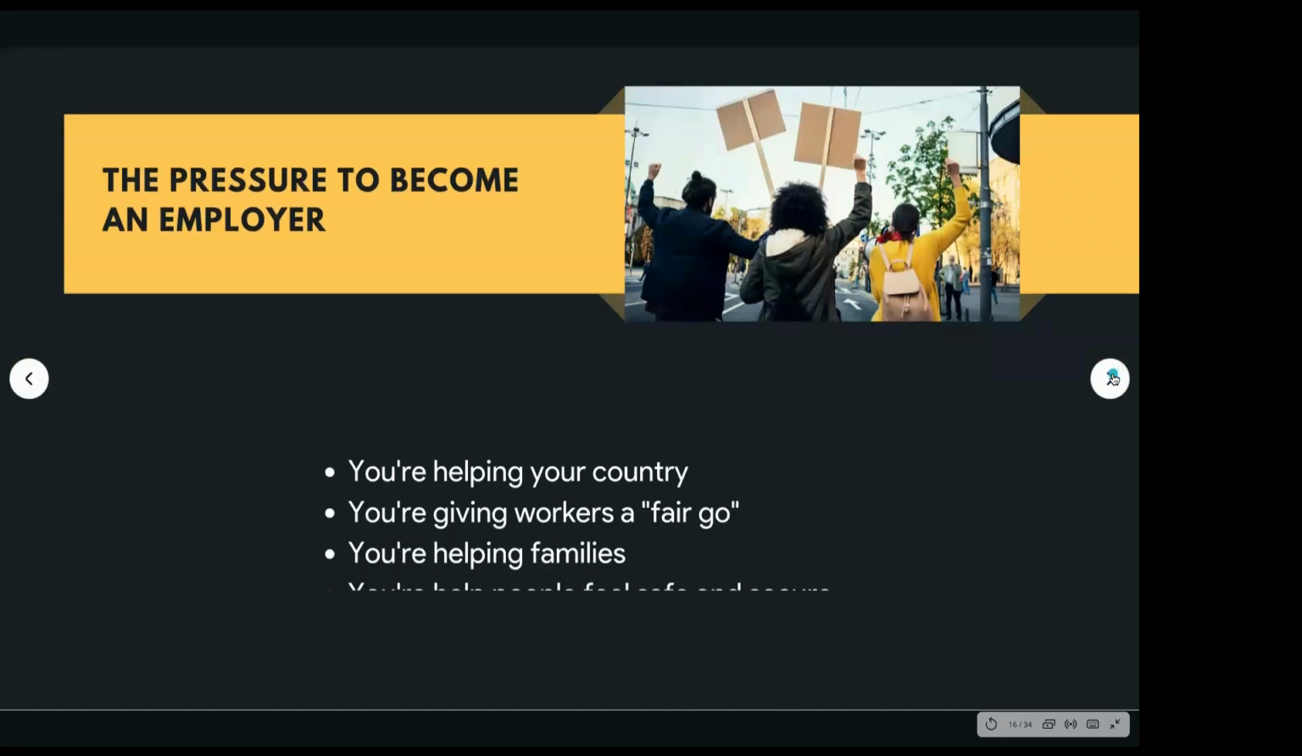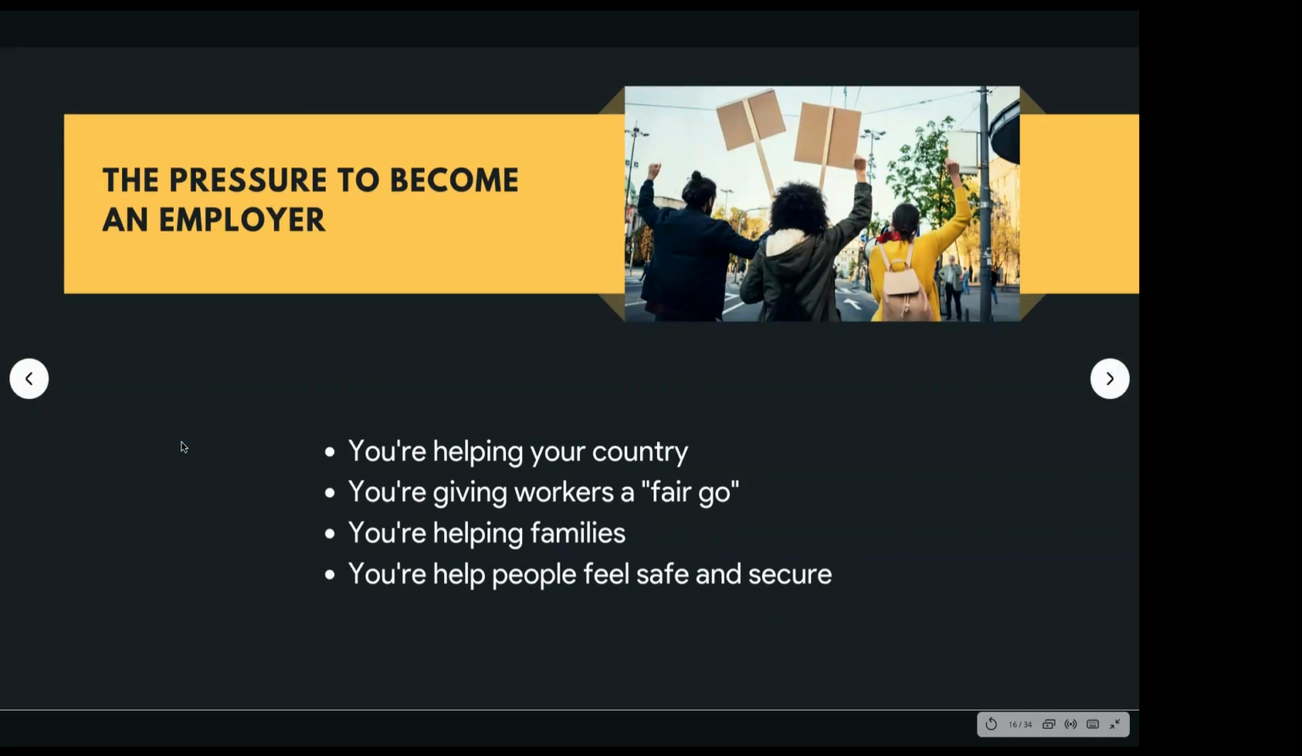And there's a lot of ethical pressure that's put on you. There's some peer pressure that may be put on you by other business owners, family and friends who seem to think that you need to operate in a certain way. And there's definitely a guilt trip that comes when it comes to not employing people as full-time employees. So there's a lot of pressure, first of all, for you to become an employer. And becoming a full-time employer and taking on a full-time employee is seen as helping your country. It's seen as giving workers a fair go. It's seen as helping families, and you're helping people to feel safe and secure in their jobs.